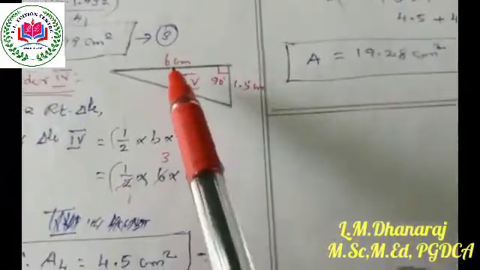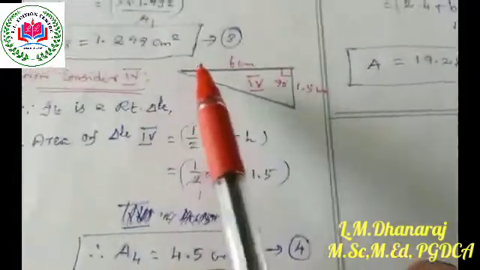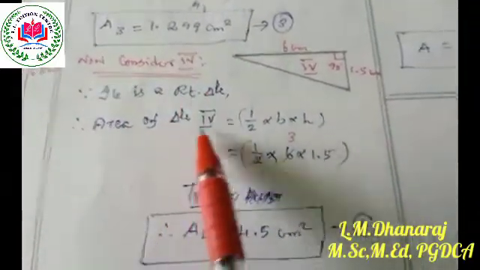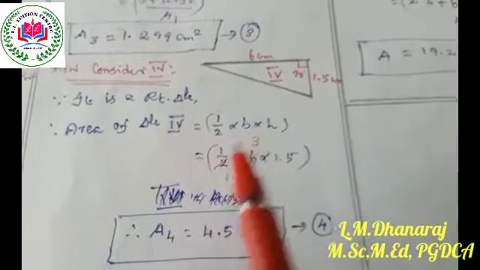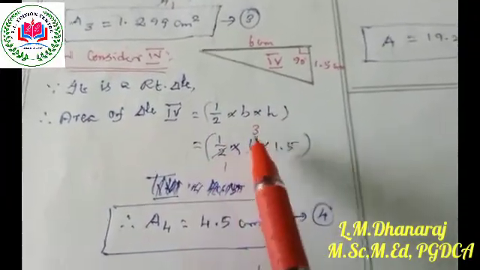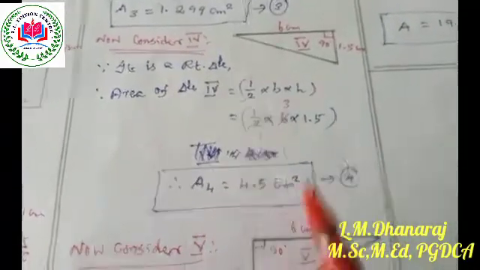Since it makes 90 degrees, this is 6 and this is 1.5, which means let us consider this as base and this as height. So area of a right angle triangle is half into base into height, that is 6 into 1.5. So half of 6 is 3, and 3 into 1.5 is 4.5 centimeter square.